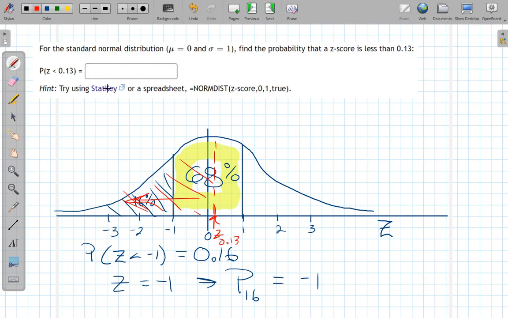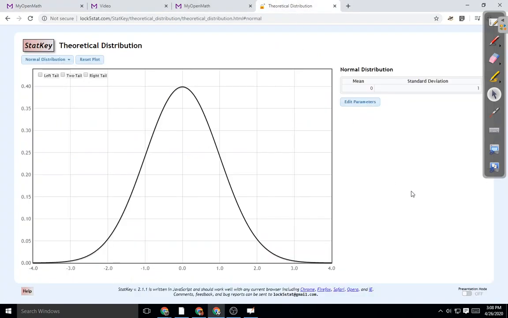The recommendation in this problem is to use StatKey or the NormDist calculator in a spreadsheet. And I'm going to use StatKey, it's a little bit easier. So standard normal, mean 0, standard deviation 1. So we click the link here, that takes us over to StatKey. And in StatKey, they start off with a mean of 0 and a standard deviation of 1. If you want others, you can edit those parameters.